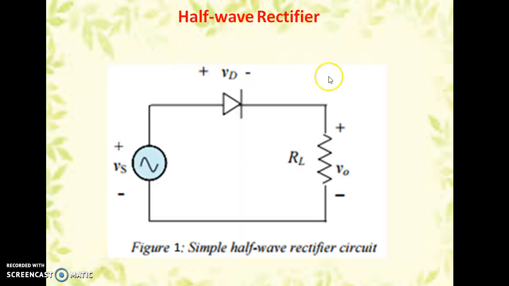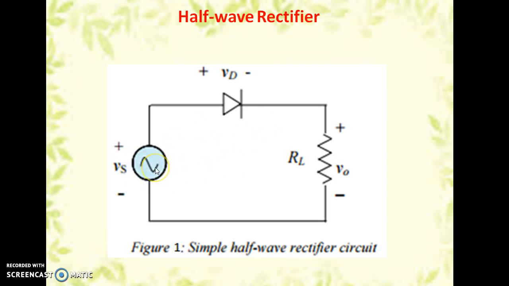This is the circuit of the half-wave rectifier. You can see here is the AC source. This is the source voltage. Input is in AC. This one is the diode, and the load resistance is connected in series with the diode. Only a few components are required for construction of a half-wave rectifier: one AC source, one diode, and a load resistance. This is the simple half-wave rectifier circuit diagram.